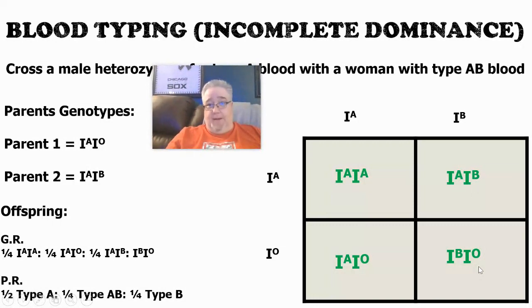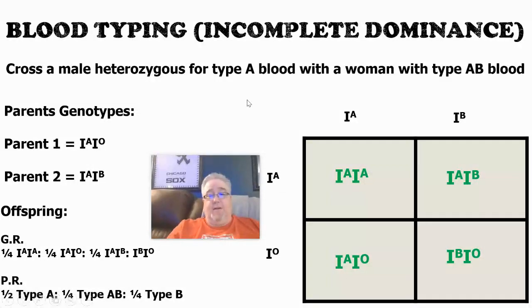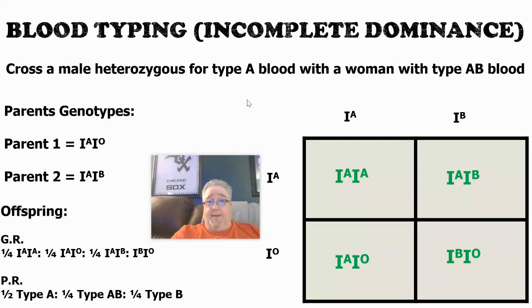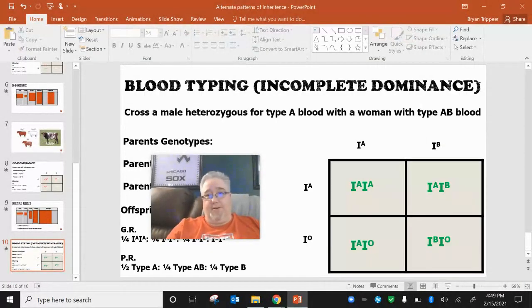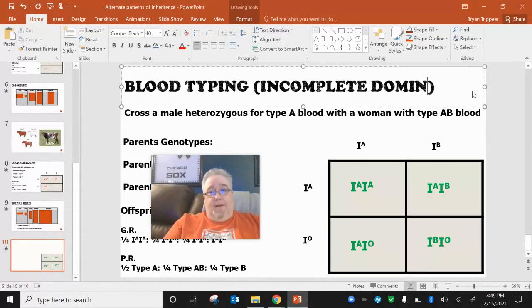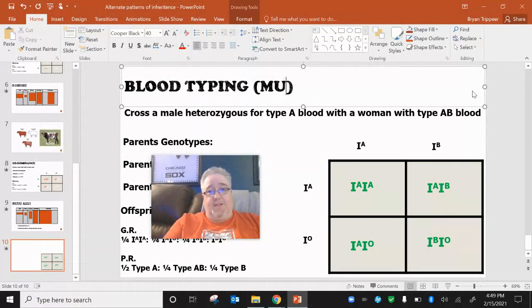Okay. All right. So there's 3 different patterns of inheritance that we talked about today. We talked about incomplete dominance, codominance, and also blood typing, which is multiple alleles. I have another typo here. I should probably change this. Anyway, so I wanted you guys just to kind of be aware of those different types of inheritance.